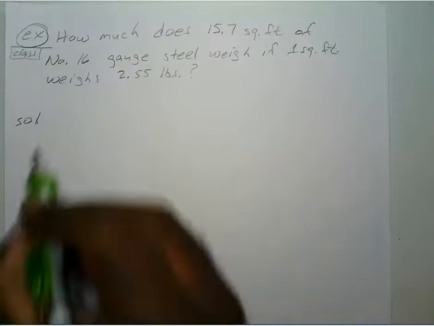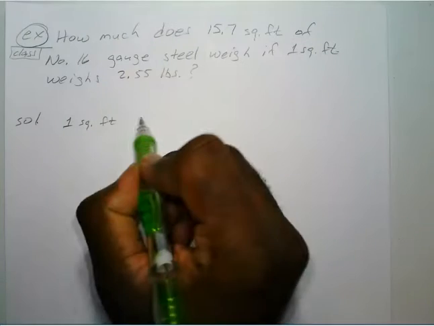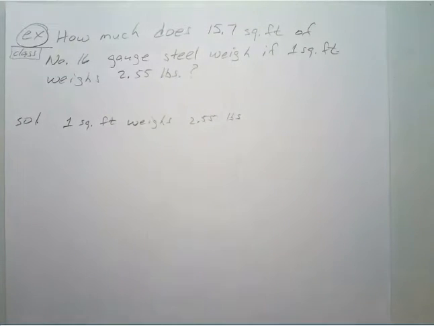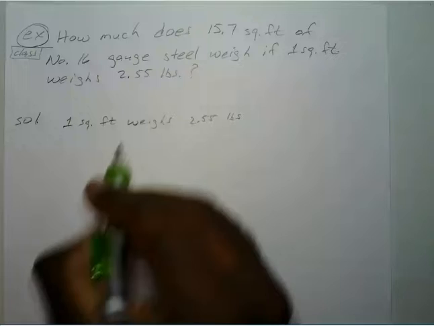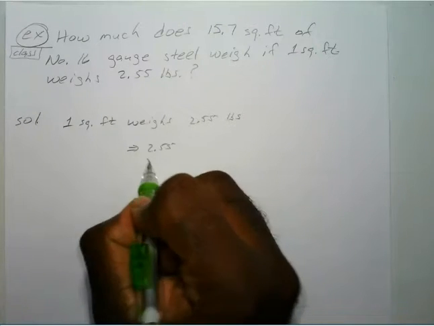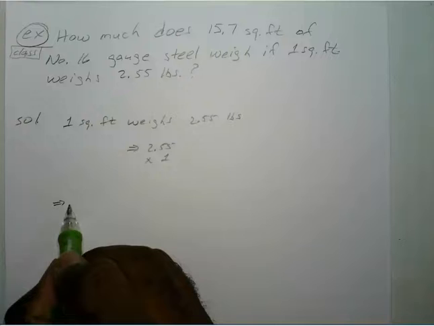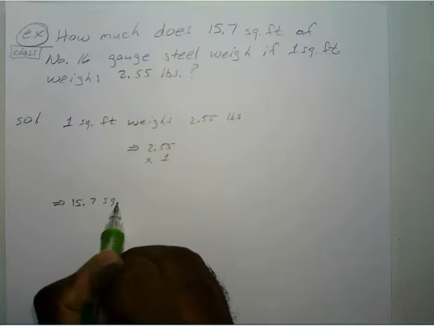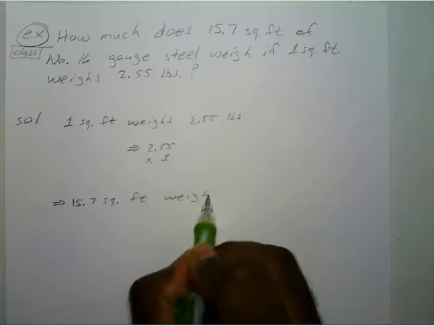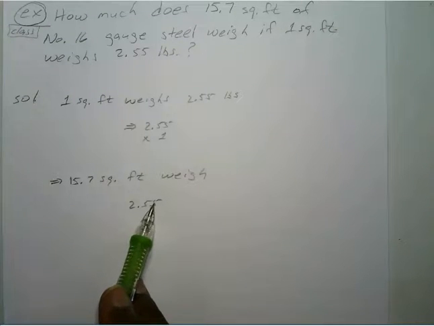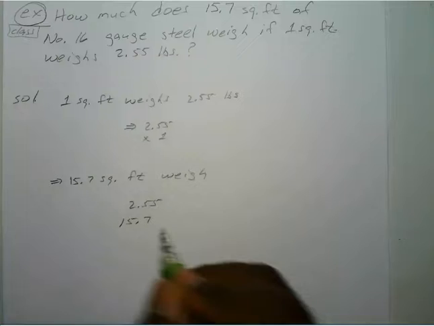Okay, so what do we know? We know that 1 square foot weighs 2.55 pounds. Okay, so really that just means 2.55 times 1 for that 1 square foot. Now, if we want to know how much 15.7 square feet would weigh, 15.7 square feet weighs 2.55. Remember, that's just for 1 square foot. So we multiply that by 15.7.